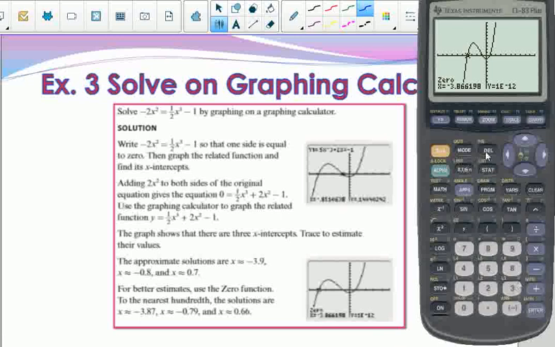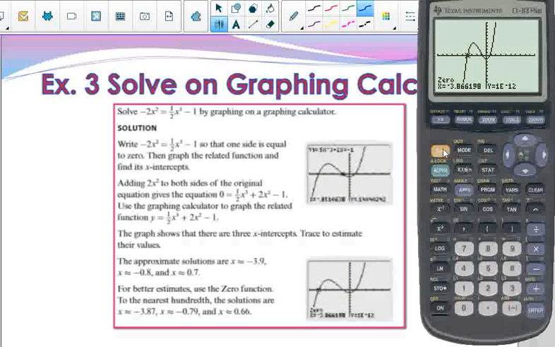You would have a negative 3.86, so if you would round it to the nearest tenth, it would be negative 3.9, and you can see that's what they have here. Or if you did to the nearest hundredth, which is a little more accurate, it would be negative 3.87, which is what they had here.